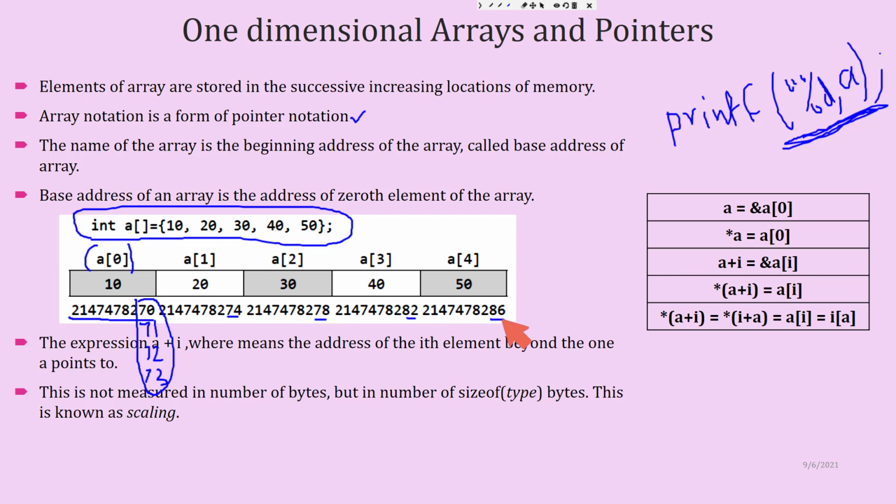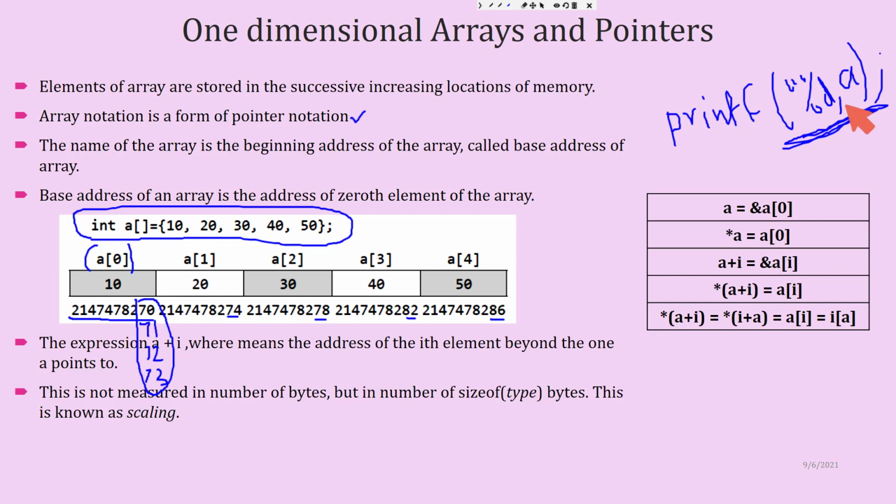So when we declare an array, it will be allocated in continuous memory locations, or successively increasing locations. So the memory location will be like this. If it is an integer, it will be incremented by 4. If it is a character, it will be incremented by 1. If it is a double, it will be incremented by 8.